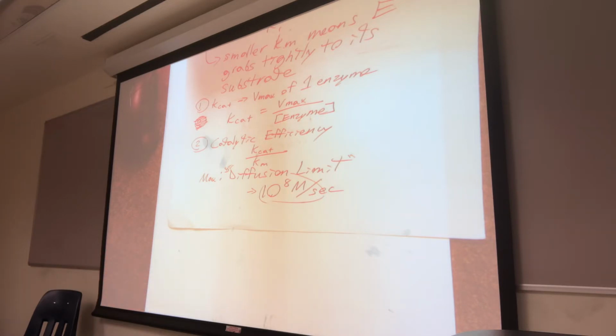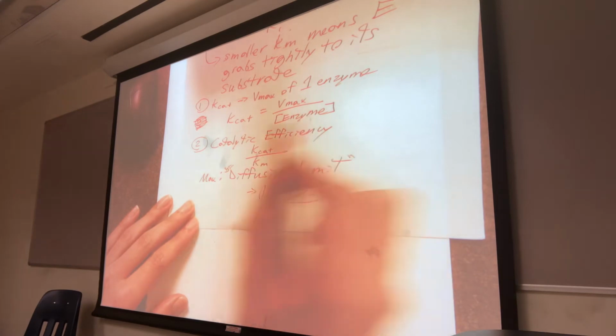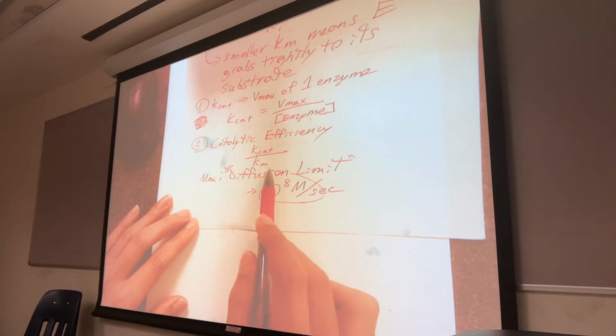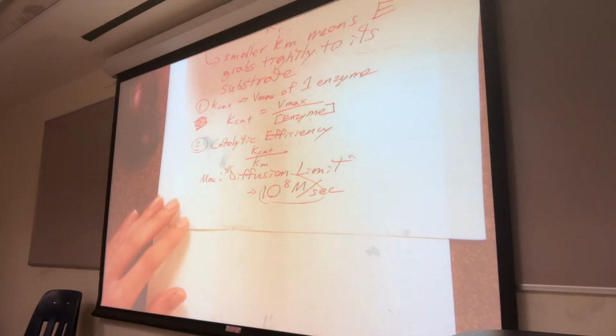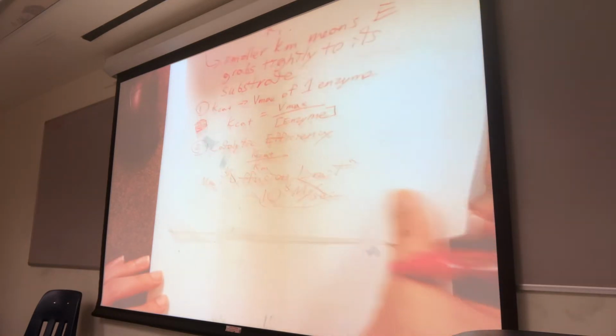All right, so Kcat is calculated this way. Catalytic efficiency is calculated with Kcat over Km. Finally, now we have to figure out how to get numbers for Vmax and Km. That's going to be the next thing that I talk about.